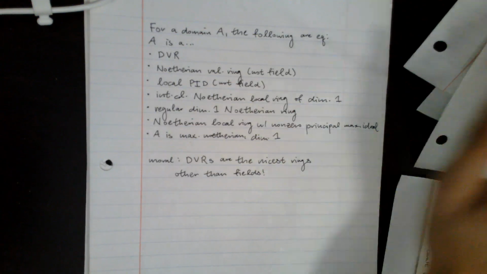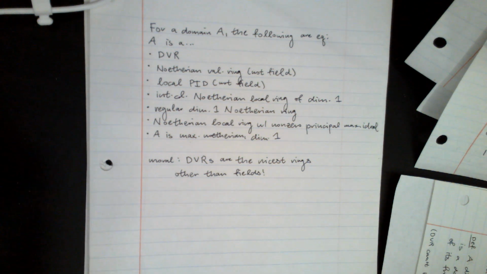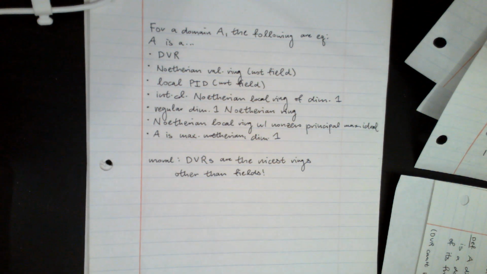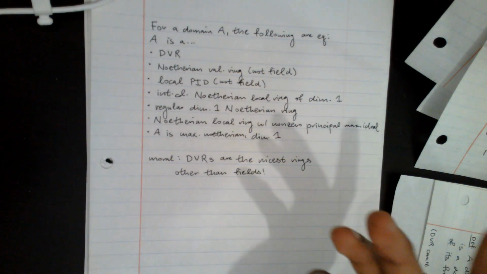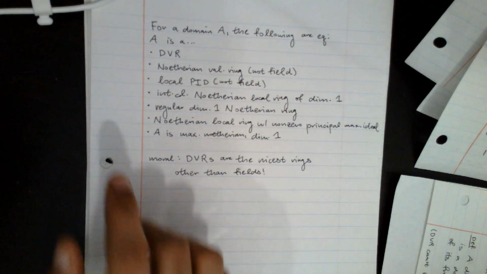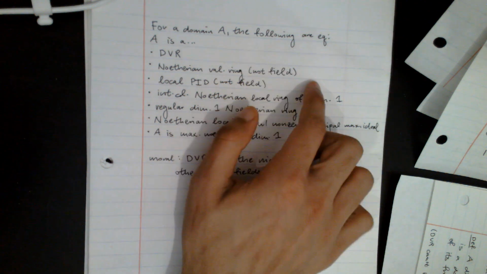So we see that for a domain A, so that's just from the outset, it has no zero divisors. That's not a super stringent condition to have. The following turn out to be equivalent. We have A is a DVR, as we've defined it earlier. It's equivalent to having a Noetherian valuation ring, which is not a field.